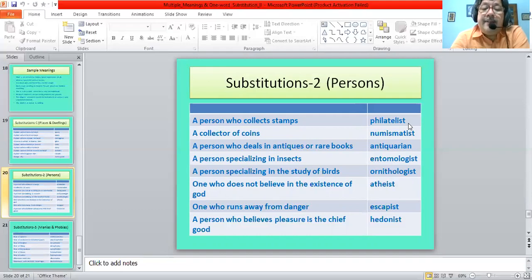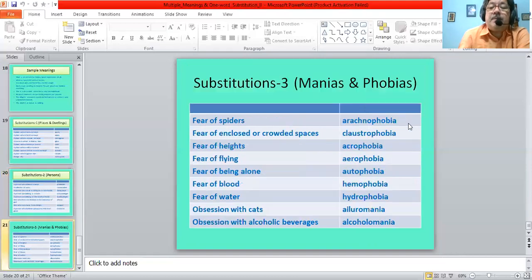One who does not believe in the existence of God is an atheist. On the other hand, one who does believe in the existence of God is a conformist. One who runs away from danger is an escapist. A person who believes pleasure is the chief good is a hedonist. So these are some substitutions dealing with the names of persons. So there are many such words.